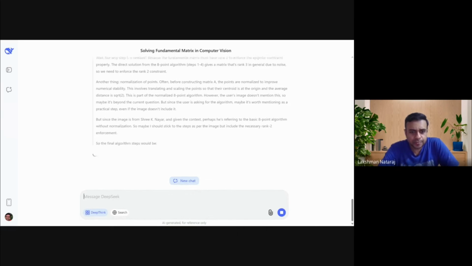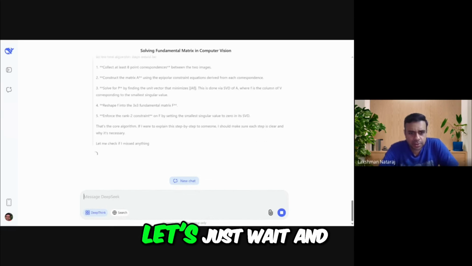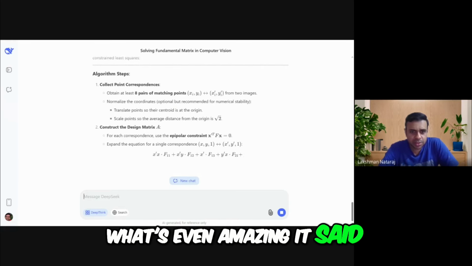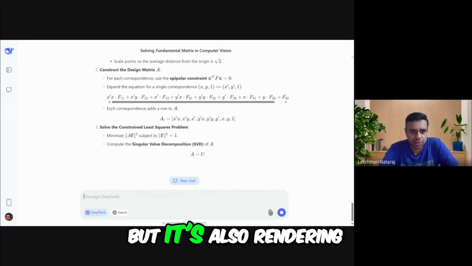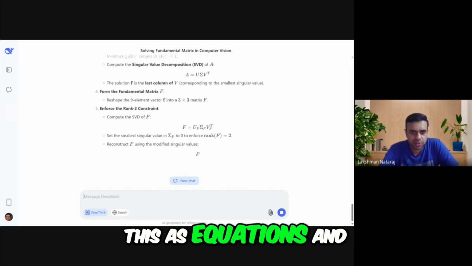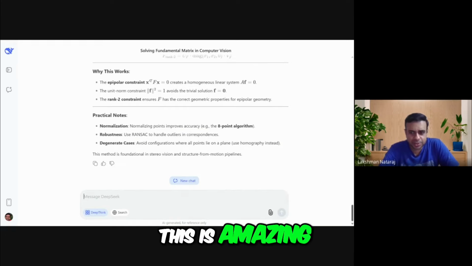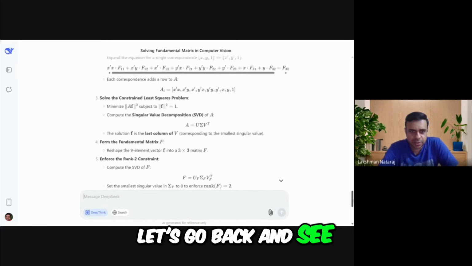So let's just wait and see what it's giving. It's pretty, and what's even more amazing is that it's not just giving the answer, but it's also rendering this as equations and then putting it up. And this is amazing. So let's go back and see here, right?